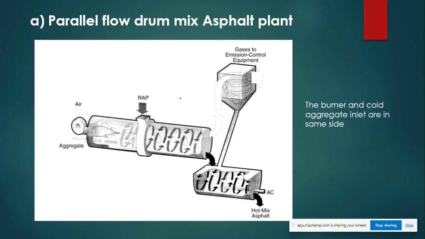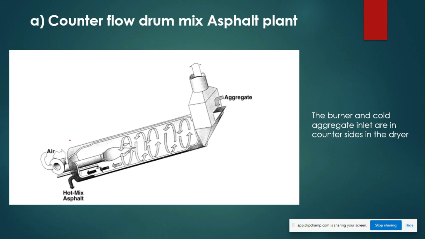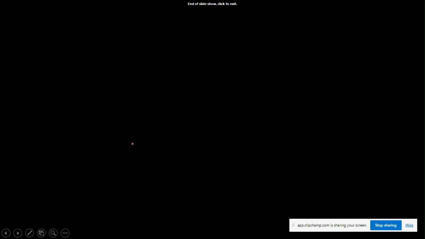There are two types, as I explained earlier. This is the parallel flow drum mix asphalt plant, which means the aggregate and flame come from the same direction. In the other type, counter flow, the flame comes from one direction and the aggregate comes from the other direction. This is a counter flow drum mix asphalt plant. Both types are used in industry, but these drum mix asphalt plants are less accurate when compared to the batch asphalt plant.